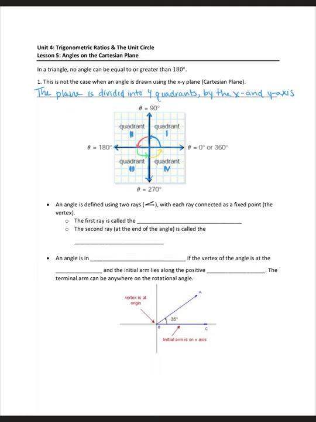All right, so an angle is defined using 2 rays, with each ray connected at a fixed point, or what we call the vertex. So we're going to look at what this means in this little graphic below. The first ray is called the initial arm. And the second ray at the end of the angle is called the terminal arm.